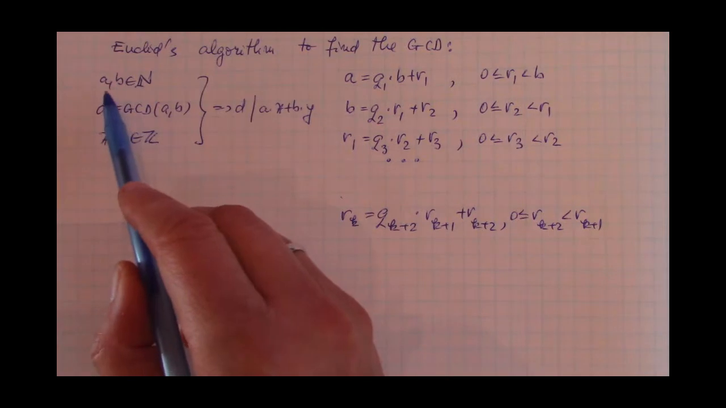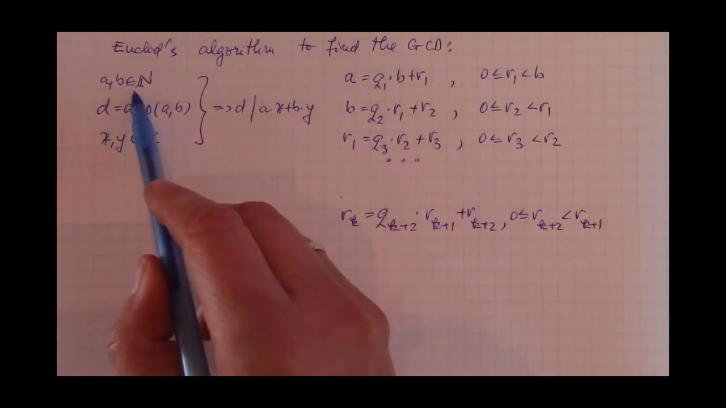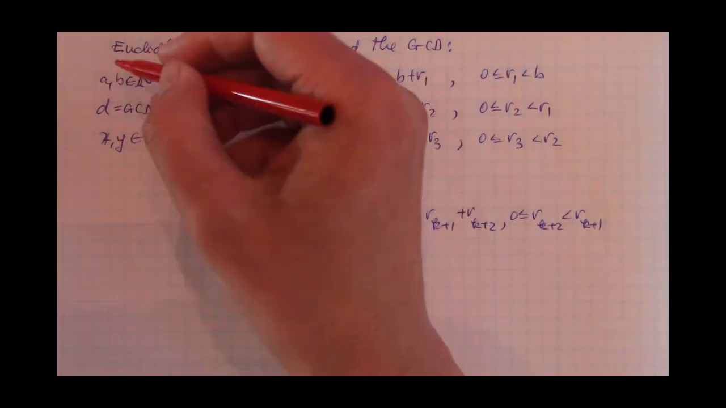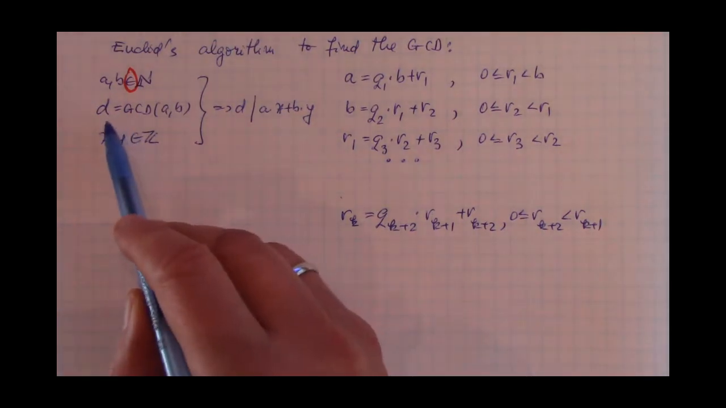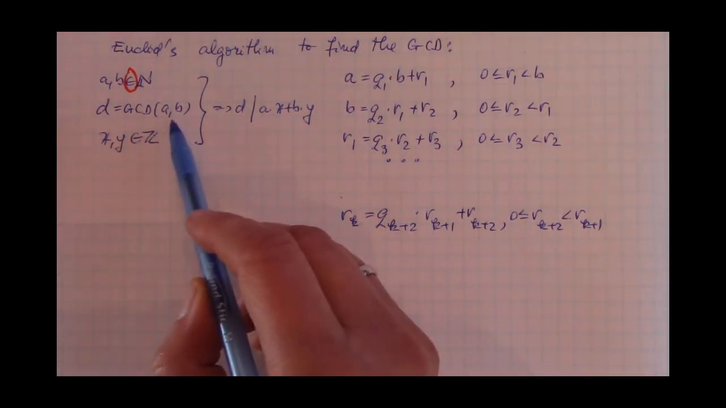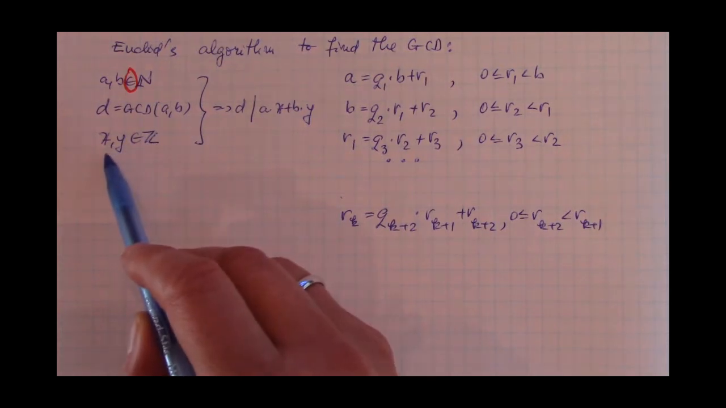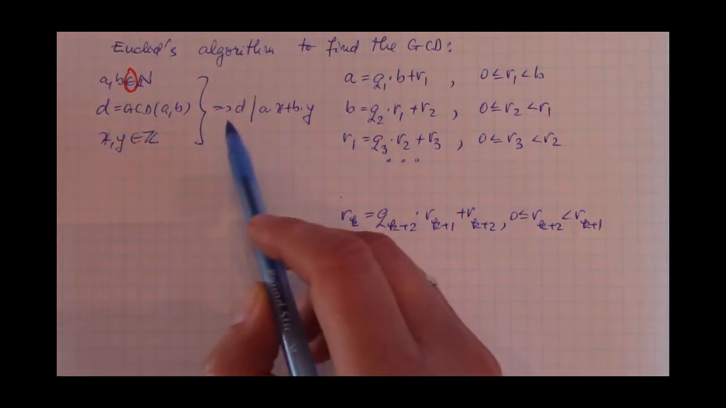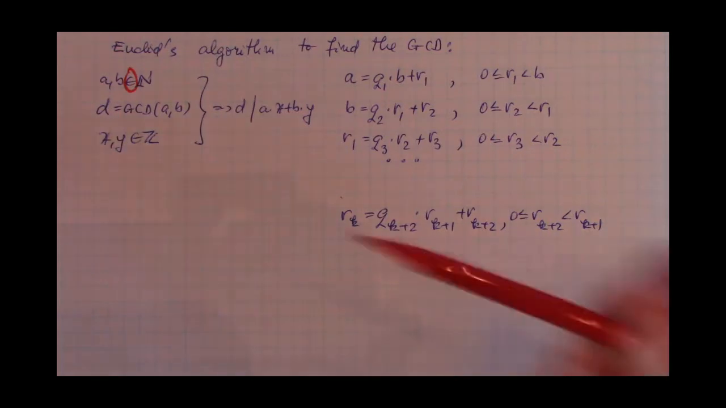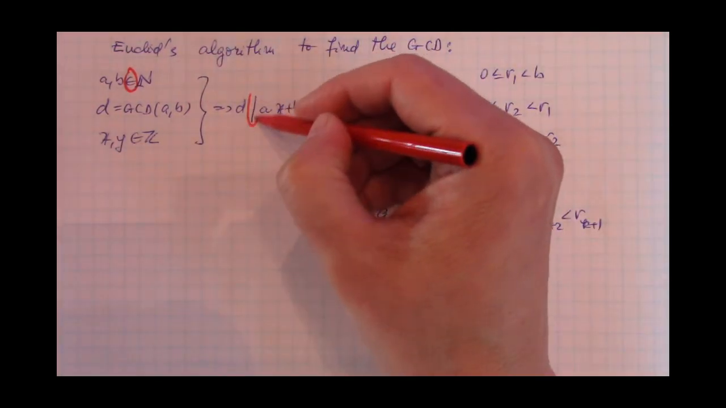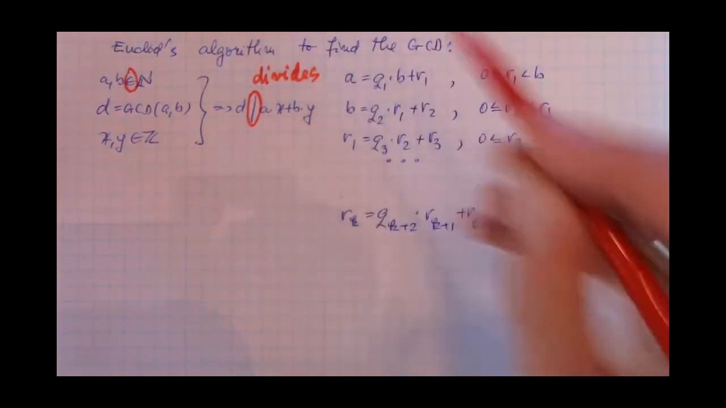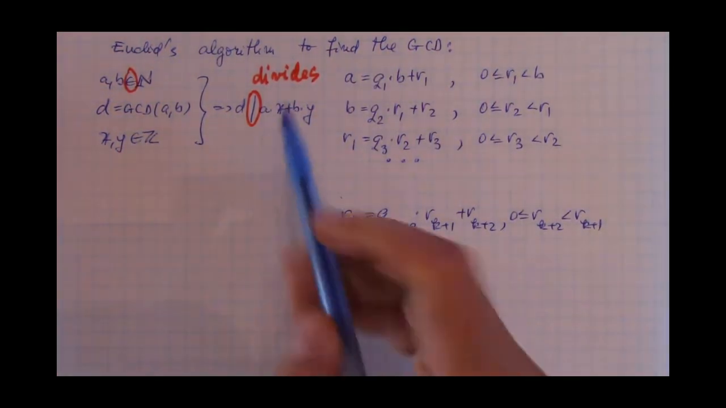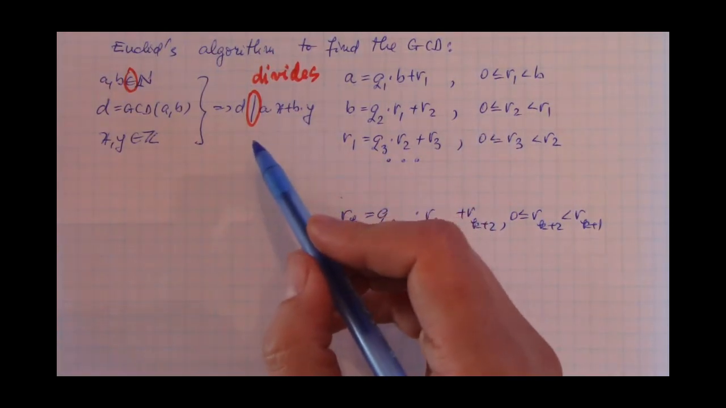The observation goes like this: if we've got A and B, two natural numbers, so A and B belong to the set of natural numbers, and D is the GCD of these two numbers, and X and Y are two integers, that means that D divides, where this vertical bar means divides, D divides A times X plus B times Y.